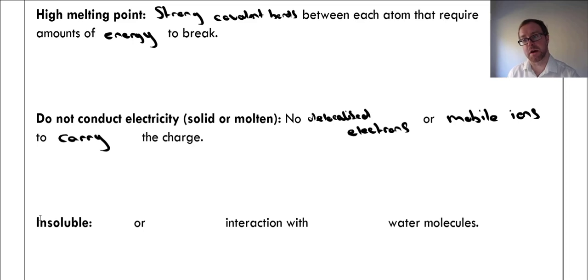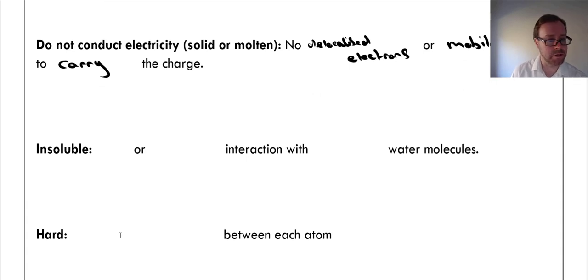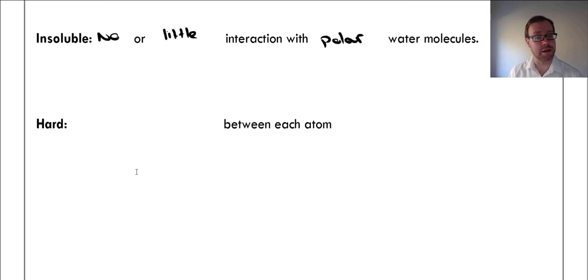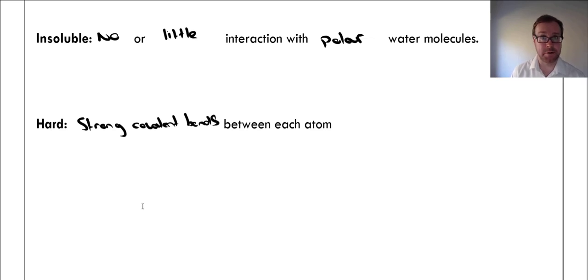I haven't mentioned these mobile ions. We'll talk about that next. And insoluble because there are no or little interactions with polar water molecules. Now I've used this word polar again, so if you don't know the word polar, I suggest you watch the video on intermolecular forces, and that should start to clear up what polar means. They are hard because they have strong covalent bonds between each atom. Pretty straightforward.